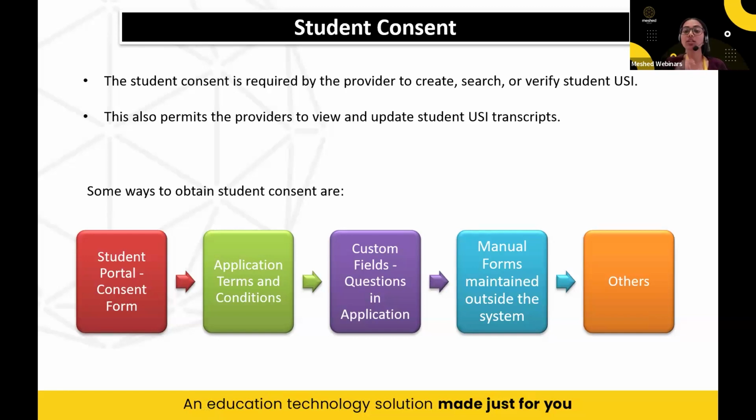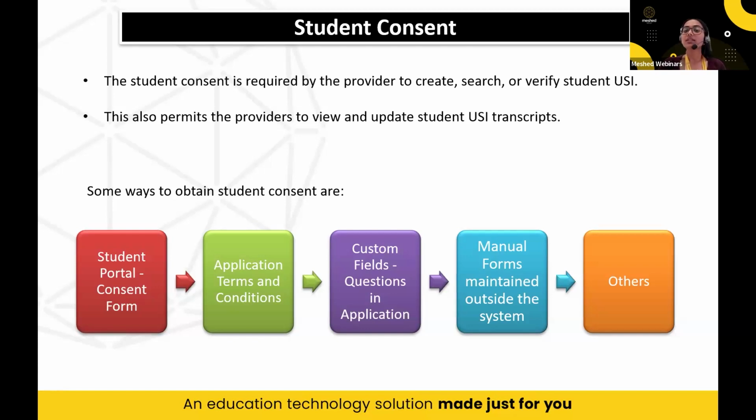If you're not using the student portal to record the consent form, having your application's terms and conditions include something about USI consent can be another great way to manage student consent. You can include some terms and conditions about it and upload them into the mesh system. Third way, which is also common across a few providers, is to include additional questions within the existing application. You can do so by creating extra custom fields in the system and include explicit questions about USI consent.